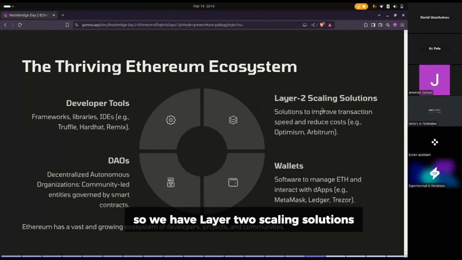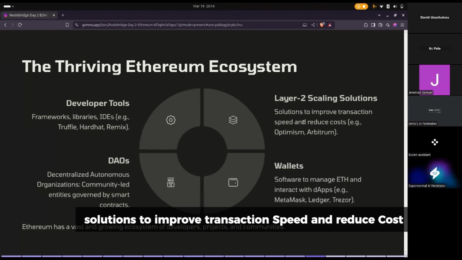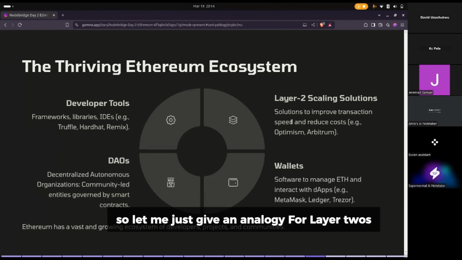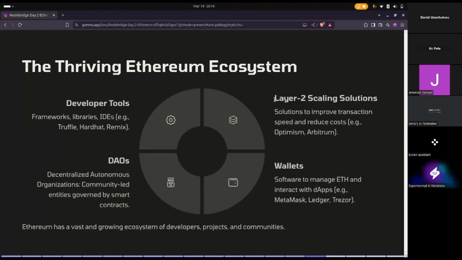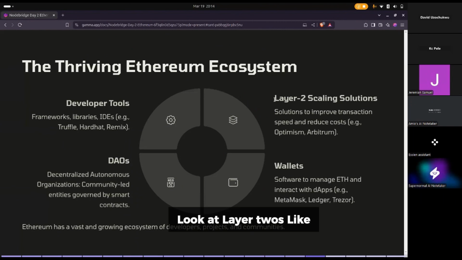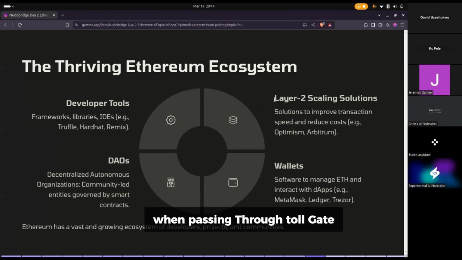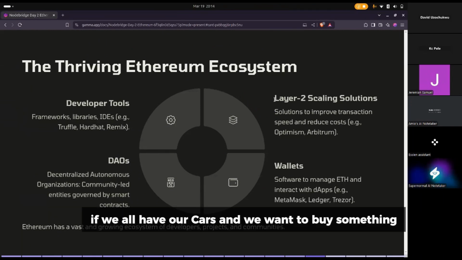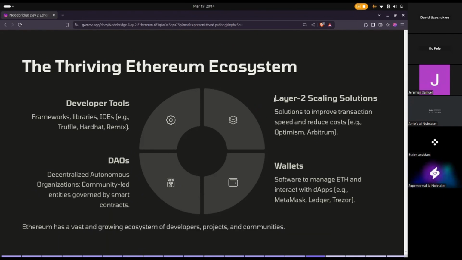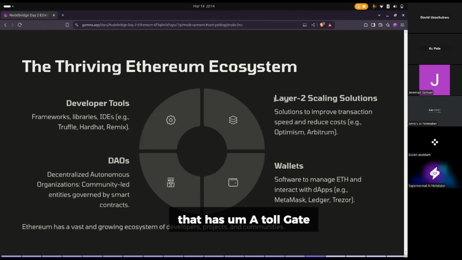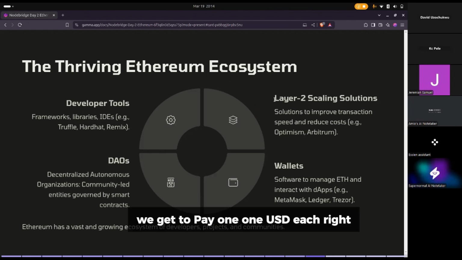So we have layer 2 scaling solutions to improve transaction speed and reduce cost. Let me just give an analogy for layer 2s. Imagine going to ShopRite, where there's a toll gate. If we all go individually with our cars, we each pay one USD, right?